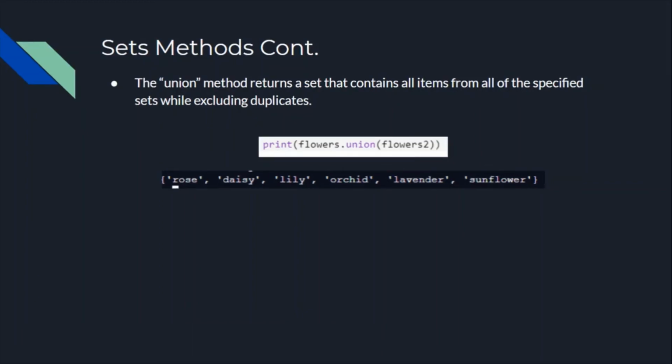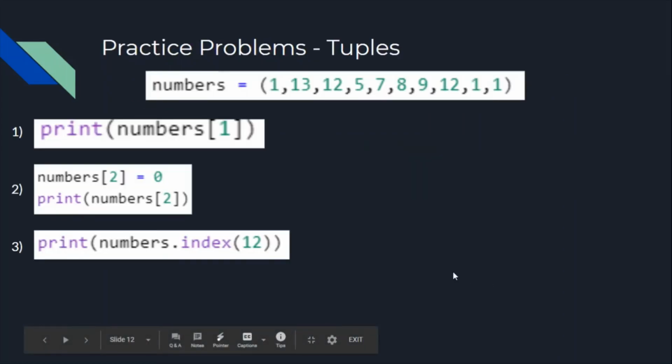Now let's finish this video with some practice problems. Let's first start with tuples. Here we have a tuple of numbers and then 3 blocks of code. Please pause the video and try to figure out the output of these 3 blocks of code.